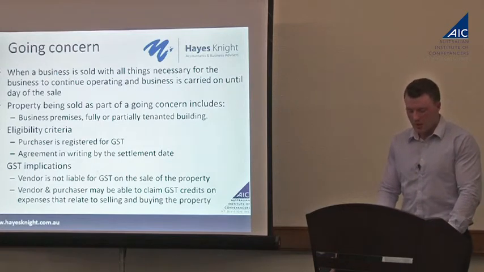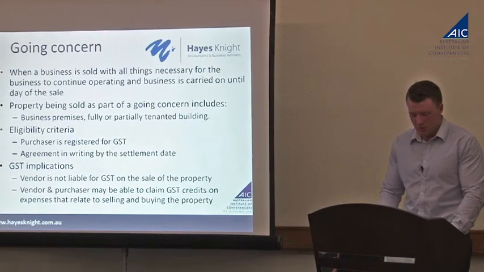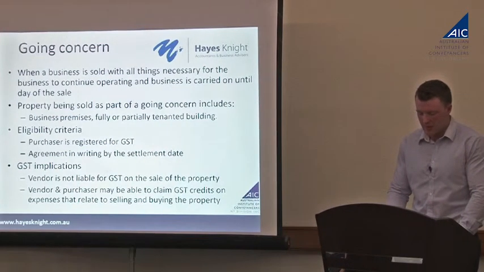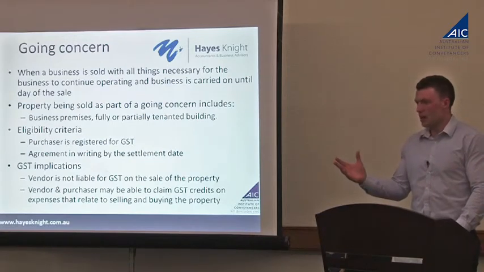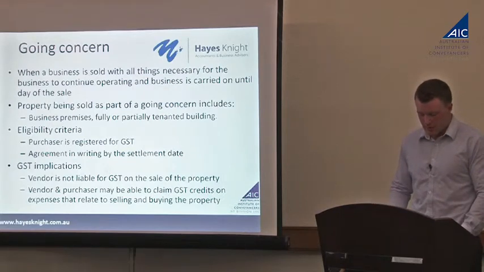Okay, the other set of rules we're going to look at today is going concern. Now, a supply of a going concern occurs when a business is sold with all the things that are necessary for that business to continue operating, and the business is carried on up until the day of the sale. So really, when we're talking about the going concern rules, we're talking about the sale and purchase of a business.